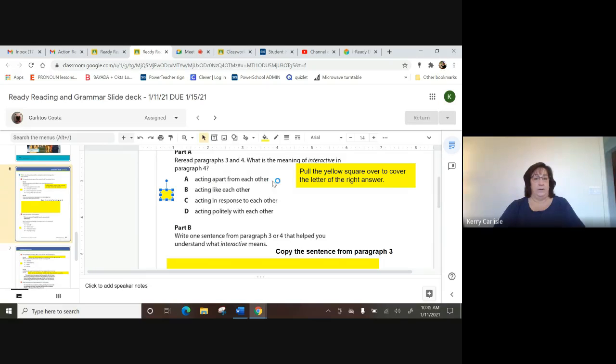Acting apart from each other. Well, we just talked about the fact that interactive is not apart, it's together. So A is definitely not right. And B says acting like each other. Or C says acting in response to each other. And D says acting politely with each other. It's interesting, they didn't tell you that when you come to a horse, you need to bow and shake hands and say, how do you do? I mean, that's polite, but that's not exactly what they're teaching the kids, right? So I would say D is not a good answer. When you get down to it, it's either B or C.